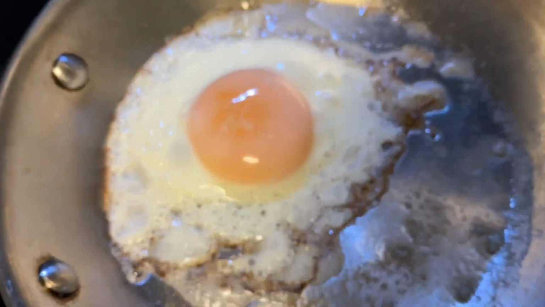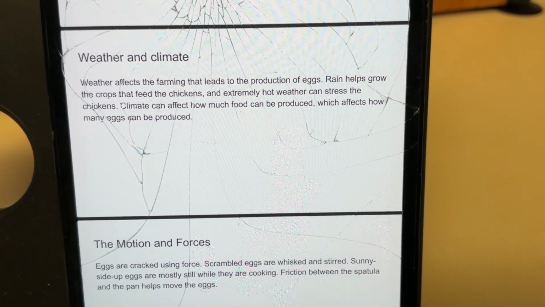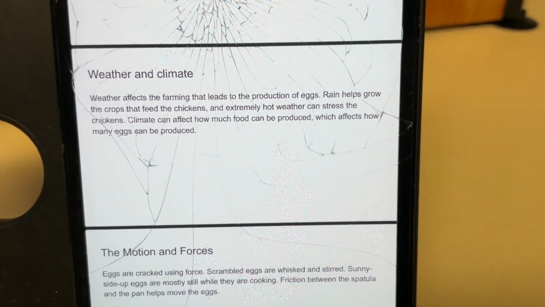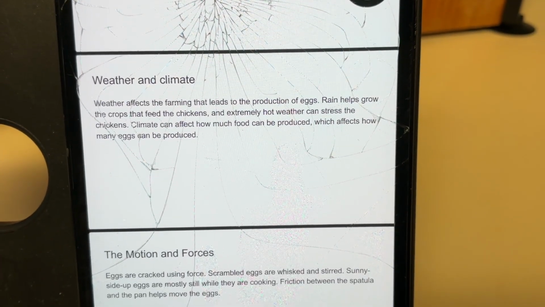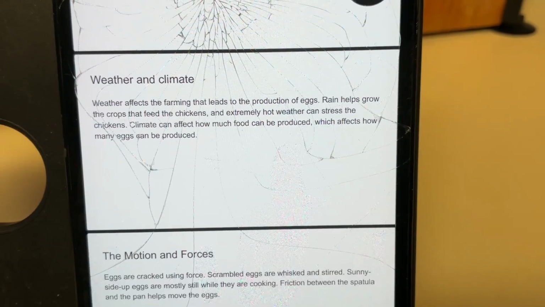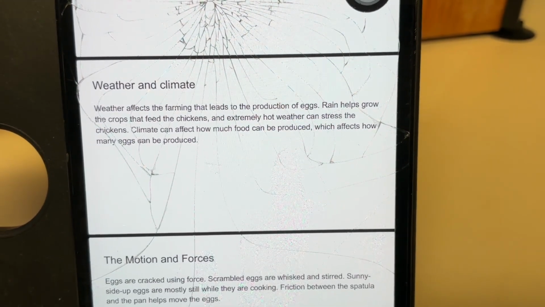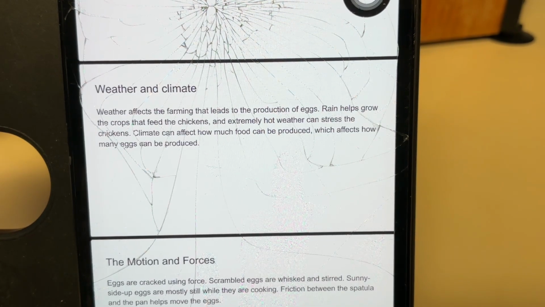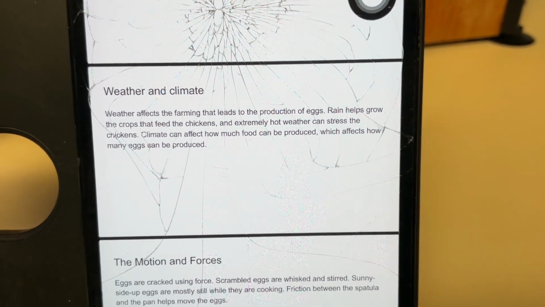But speaking of cloudy, the weather and the climate, I don't remember if I got here, but weather affects the farming that leads to the production of eggs. Rain helps grow the crops to feed the chickens, and extremely hot weather can stress the chickens out. Climate can affect how much food can be produced, which affects how many eggs can be produced. And I'm remembering I already read this one, so it doesn't really matter.